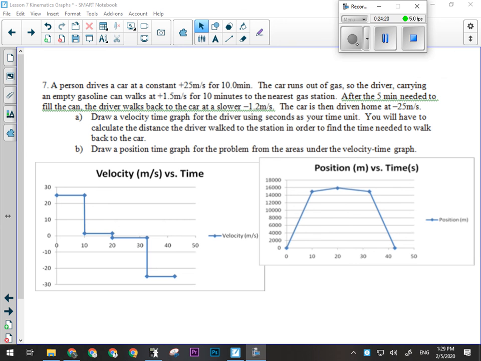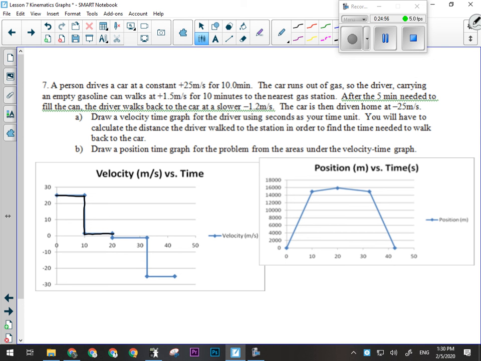First we travel at 25 meters per second for 10 minutes. So that's this part of the graph right here. Then the car runs out of gas and the person walks at 1.5 meters per second for the next 10 minutes, which is another 600 seconds. Then they have to walk back, but now that they're carrying the big heavy can of gas, they walk a little bit slower. What I don't know is how far it is from the car to the gas station. And I need to know that so I know how long it's going to take them to walk, in terms of seconds, to get back.